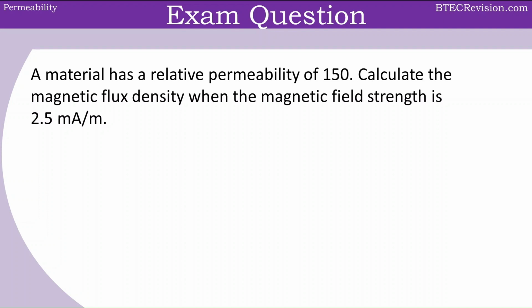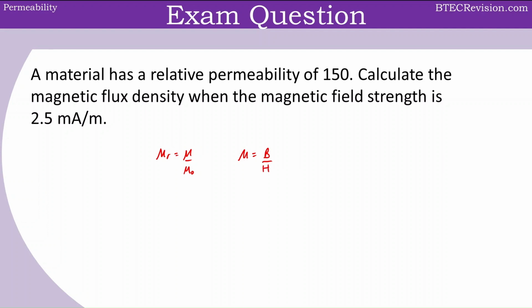A material has a relative permeability of 150. Calculate the magnetic flux density when the magnetic field strength is 2.5 milliamps per meter. We can start by writing down our equations. Mu R equals mu divided by mu naught, and we also know that mu equals B divided by H.